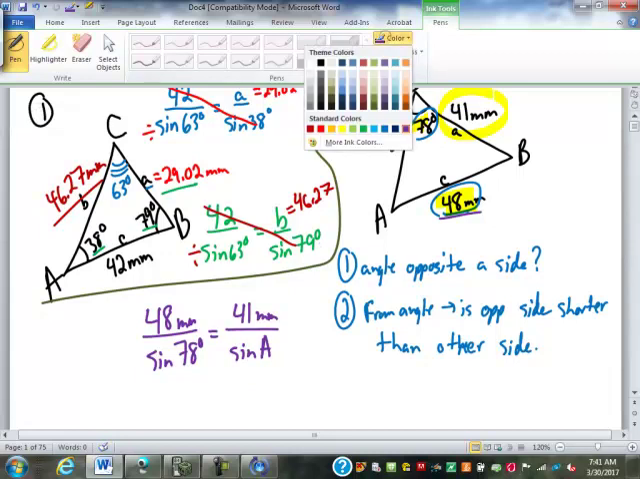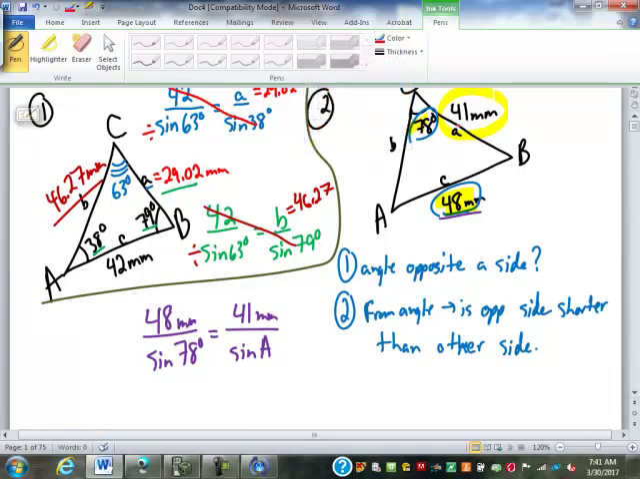Now one nice thing here is we know that this angle has to be less than 78 degrees. How do we know that? Yeah, 41 is smaller than 48. So that tells us that angle A cannot be obtuse. It has to be acute. When we're finding a missing angle, because we're going to do an inverse sine, remember we discussed yesterday, with an inverse sine there are always two possible angles: the angle the calculator gives you, and then its supplement. Well, we know that the answer here is going to be the angle the calculator gives us, because it has to be an acute angle.